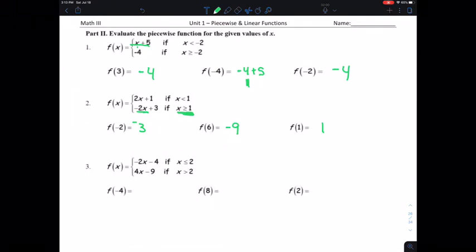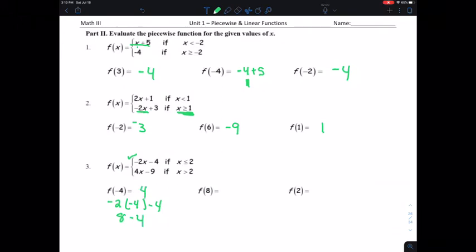F of negative 4. So which piece is defined for negative 4 when x is less than 2? That would be the top one. So that would be negative 2 times negative 4 minus 4, which is 8 minus 4. So that would be 4.